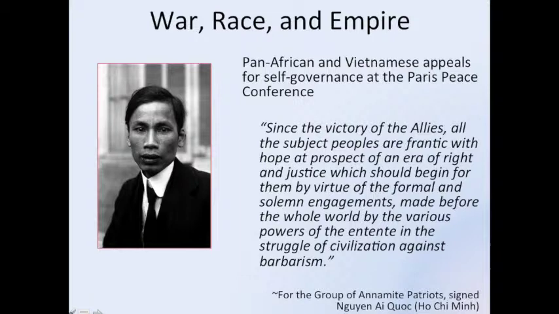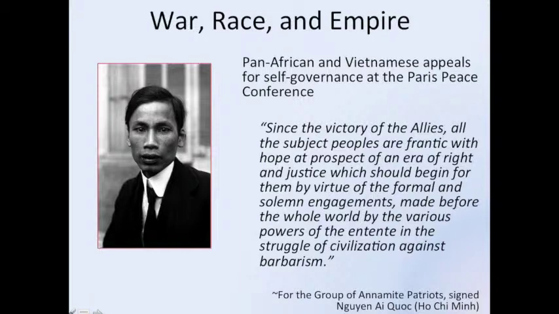The letter opens, "Since the victory of the Allies, all the subject peoples are frantic with hope at the prospect of an era of right and justice, which should begin for them by virtue of the formal and solemn engagements made before the whole world by the various powers of the Entente in the struggle of civilization against barbarism." And he attempted to leverage this experience in order to demand liberation for the Vietnamese people. His letter was never answered.